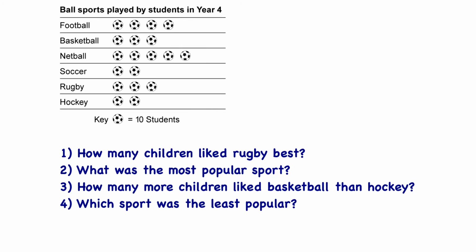How did you do? Let's go through the answers. So question 1 says, how many children liked rugby best? So let's have a look at rugby, that's here. Now we need to remember that the key tells us that 10 students is shown by one little symbol. So for rugby, we need to count up in 10s. 10, 20, 30. So we know that 30 students liked rugby best.